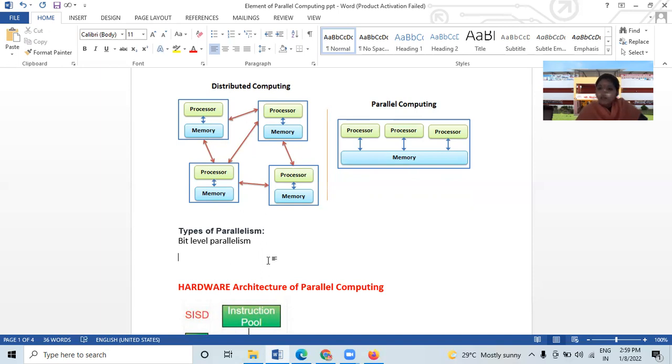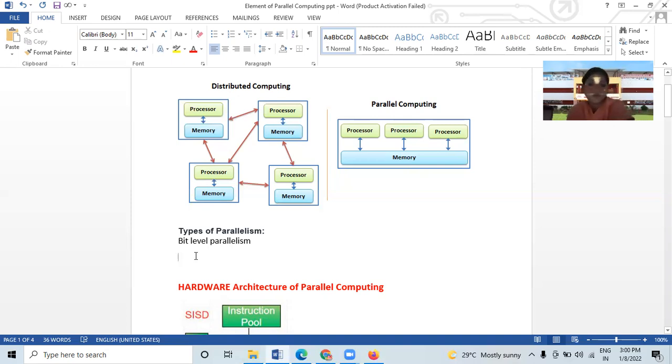Here it is a form of parallel computing which is based on increasing the processor size. It reduces the number of instructions that the system must execute in order to perform a task. It comes under bit level parallelism. Then the next is instruction level parallelism.